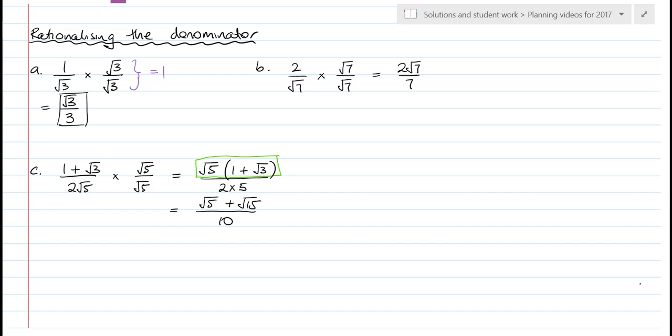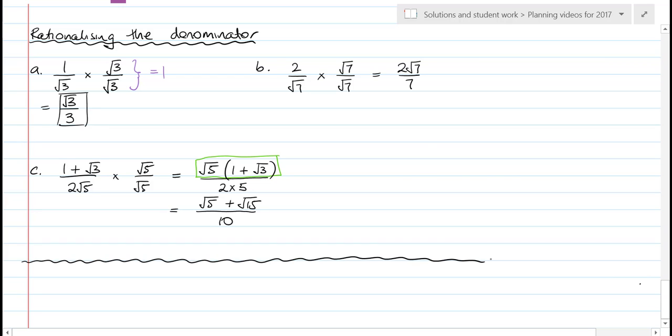But for now, we don't have to worry too much. Now I'm going to show you, I'm going to put a little line here because this is the last thing I'll show you. It's a little bit above and beyond. It is rationalizing a denominator that has multiple terms. And I'm going to teach you the idea of a conjugate in this case to show you why this works.